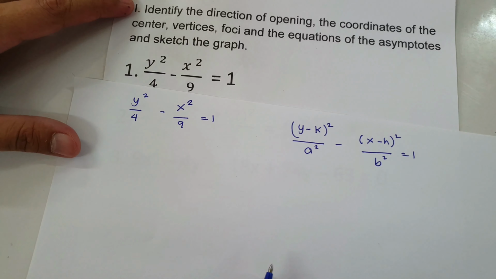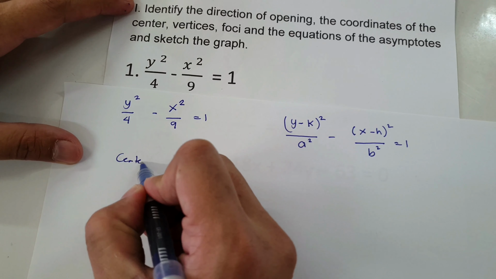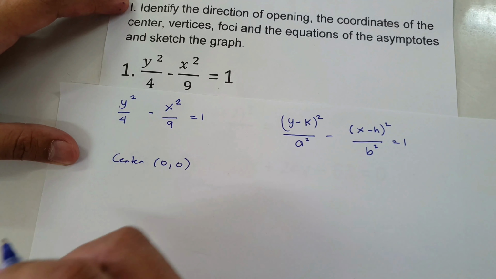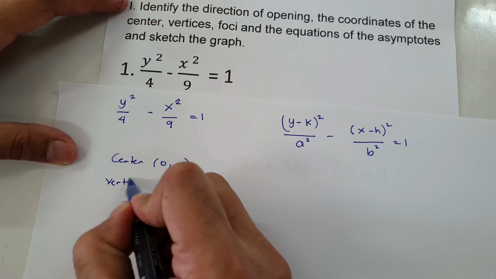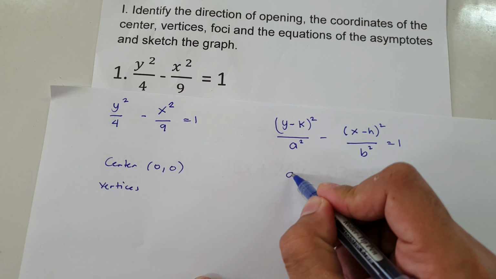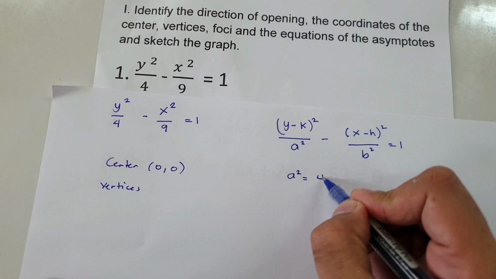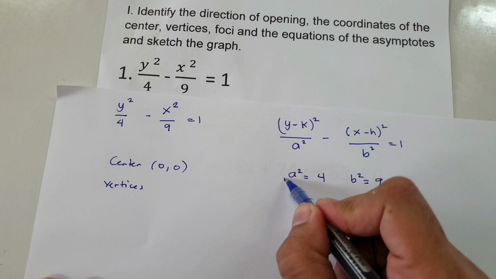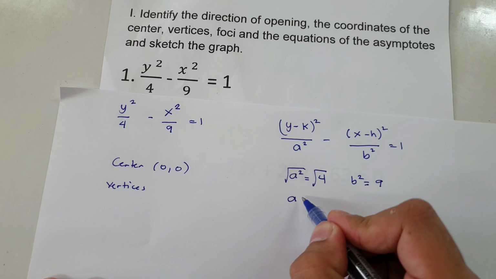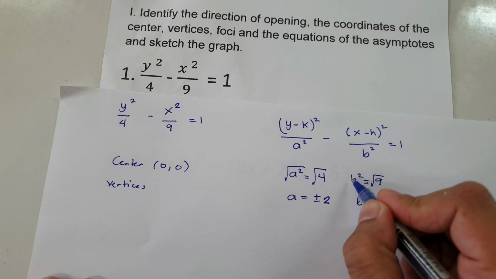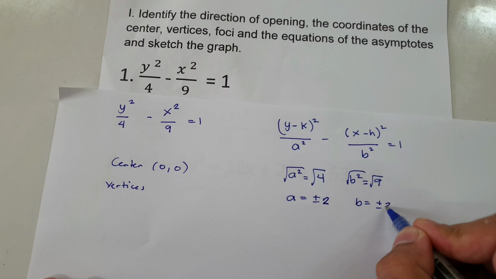Now, let us determine the center. The center is always (h, k). In our given equation, we do not have the values of h and k, so our center is (0, 0). Next, let us determine the vertices. To find the vertices, we first find the value of a. We have a squared, that's 4, and b squared, that's 9. To find a, let's take the square root of both sides. So a is positive and negative 2. The square root of 9 is positive and negative 3, so b is 3.